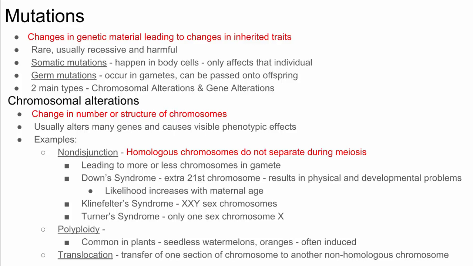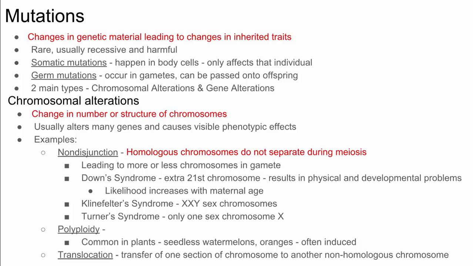There are other non-disjunction disorders that happen as well. Trisomy 13 is another one. There are also several that involve the sex chromosomes. Klinefelter syndrome is when a person inherits two X chromosomes and a Y chromosome. And typically, this leads to infertility. This is a man who is infertile because of having this extra X chromosome. Right? And there's other factors that go along with that as well.